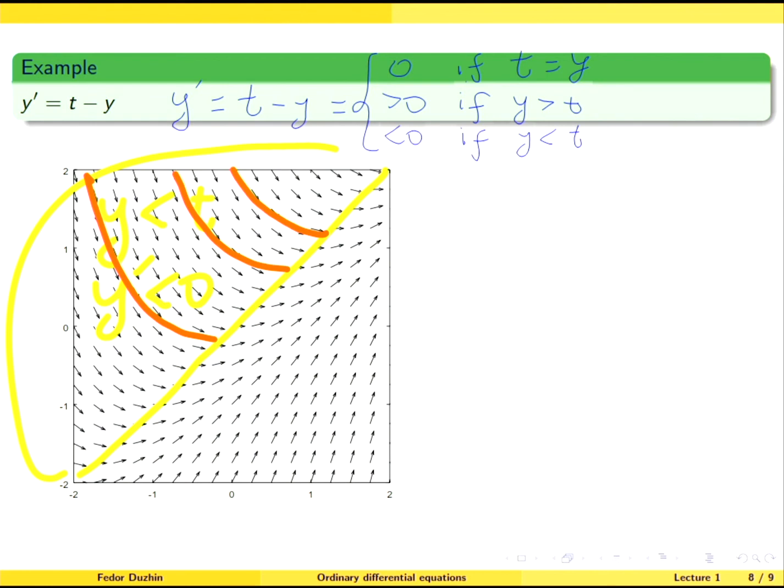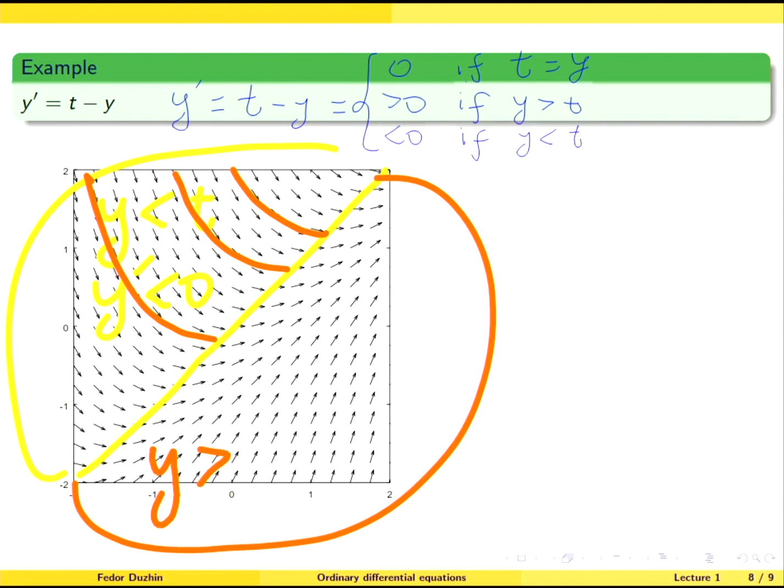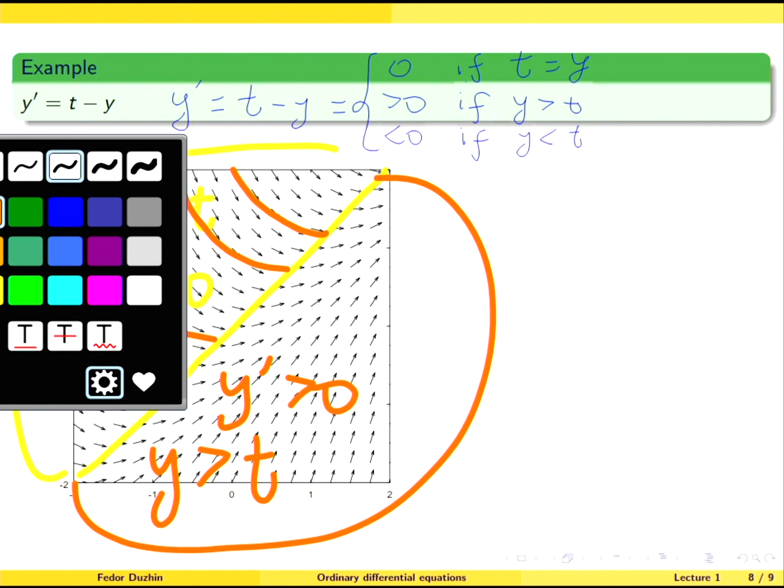But then in this area, we have the opposite picture. In this area, y is bigger than t. So y prime is positive. And here, all solutions are increasing.